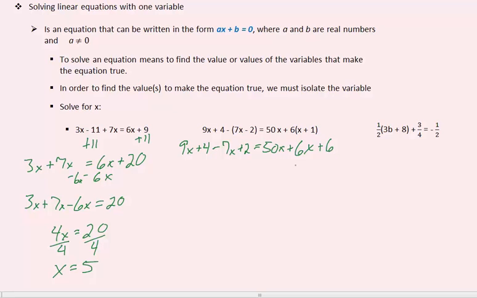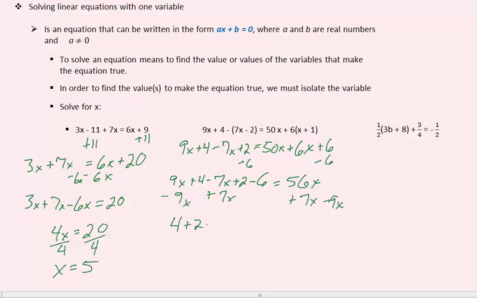So we can start with subtracting the 6 from both sides, which will give us 9x plus 4 minus 7x plus 2 minus 6 is equal to, and then if we add our 50x plus our 6x, we can get 56x. Now we can add 7x to both sides, as well as subtract 9x from both sides, which will give us 4 plus 2 minus 6 is equal to 54x.